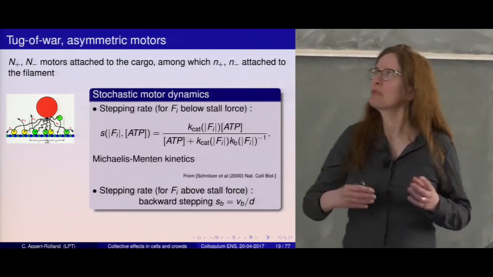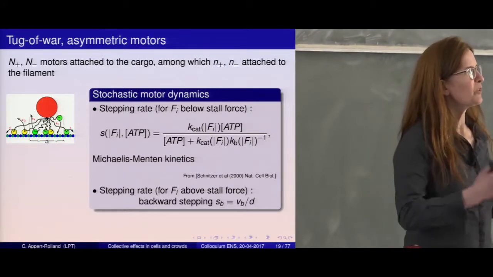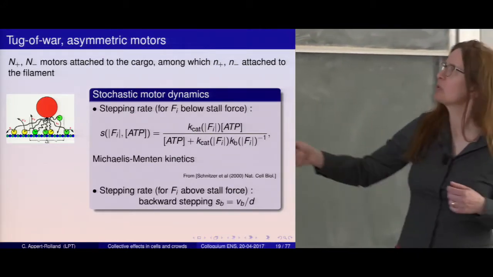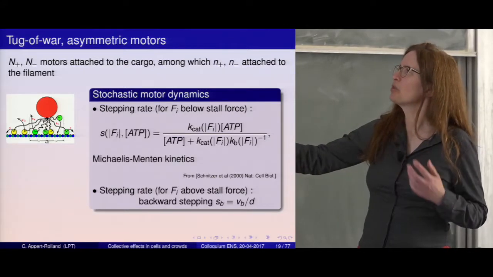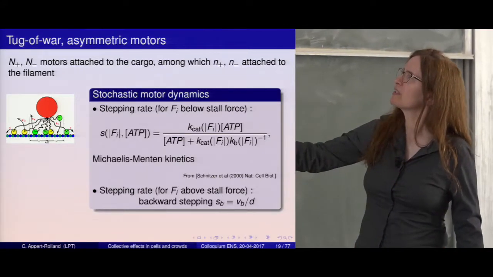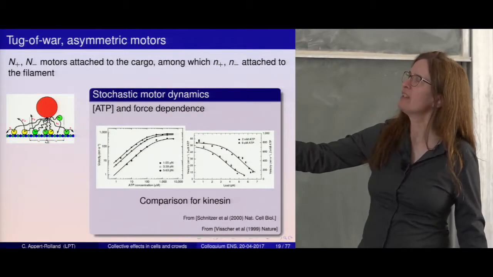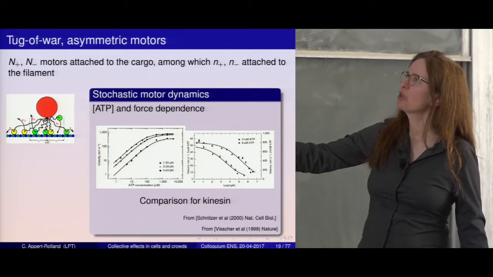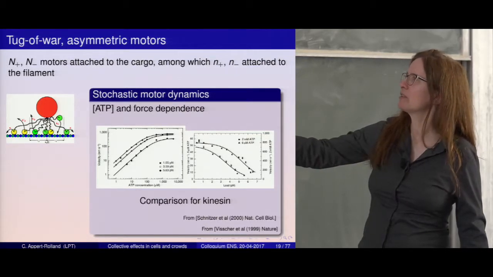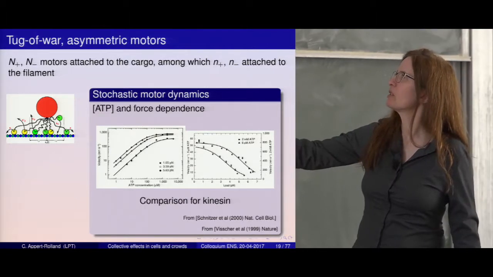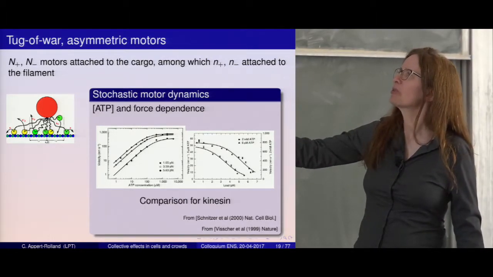You also have different properties for the stepping rate. The stepping rate, I said, depends on the force you apply. It also depends on ATP concentration, and it's quite well fitted by Michaelis-Menten kinetics. Here you see, for example, for kinesin, the velocity as a function of ATP concentration is quite well fitted by this law, and for velocity as a function of the force, again.